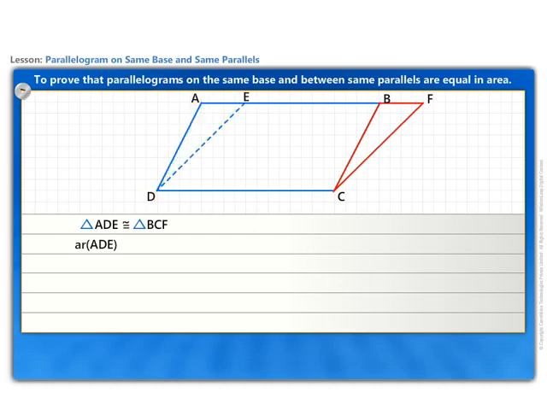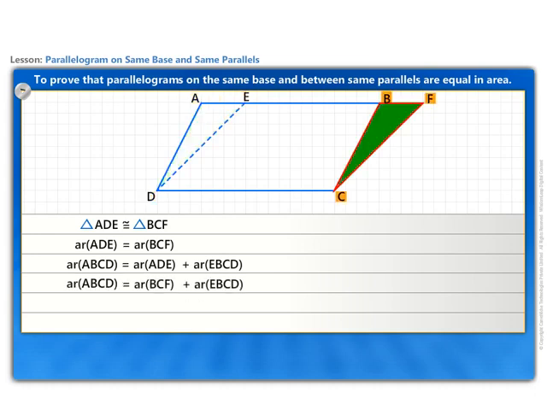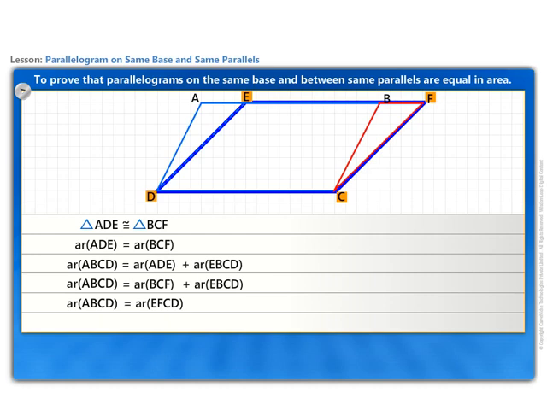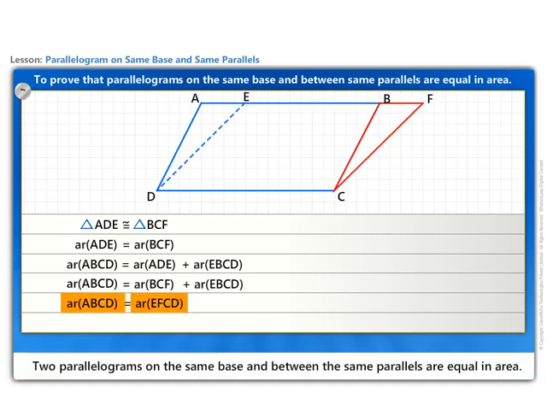Area of triangle ADE is equal to the area of triangle BCF, but area of parallelogram ABCD is equal to the sum of areas of ADE and area of parallelogram EBCD. Substituting the area of triangle ADE is equal to area of triangle BCF, we get area of parallelogram ABCD as equal to area of parallelogram EFCD. From this, we conclude that the two parallelograms are equal in area.